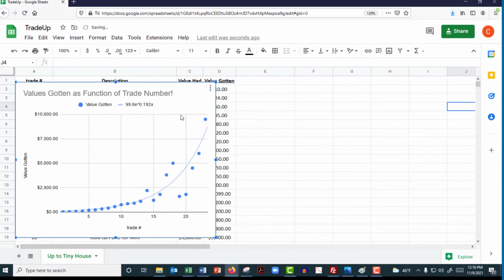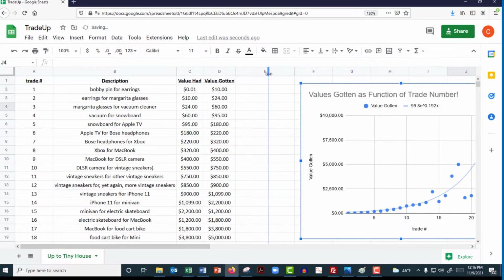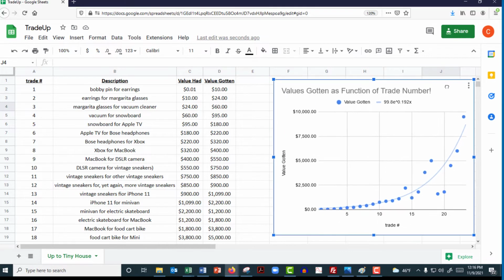As a matter of fact, I am going to shrink it down a little bit because I'm going to utilize this column E right here. I want to show you how to put this equation, the trend curve equation, into Sheets. It's a little bit tricky because you have to know the syntax of how to get that number e in there, but no big deal. We'll do it right here. So I'm going to do a predicted value gotten.